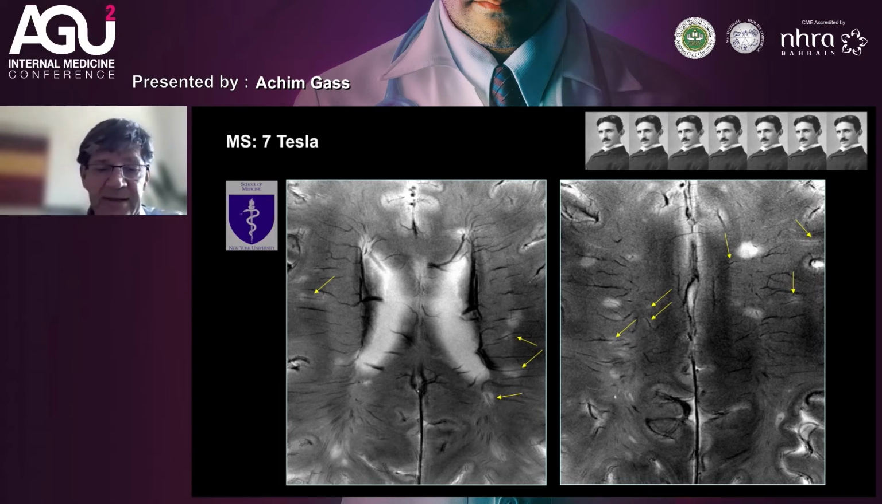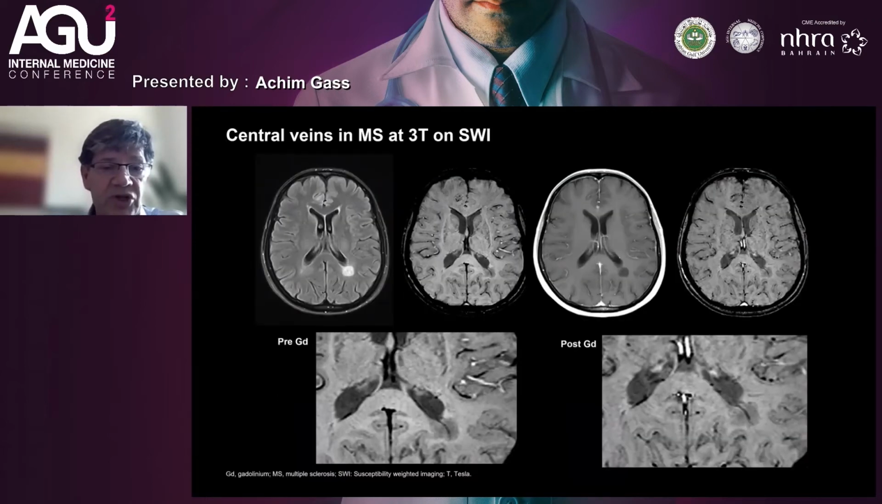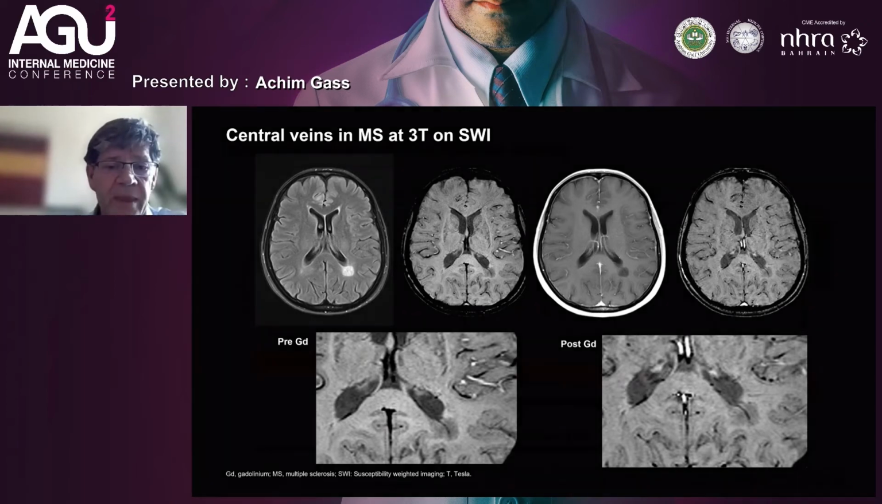For this purpose, susceptibility-weighted imaging is useful, and you can see such images here. Here we see a non-specific T2 lesion that shows no contrast enhancement, but a thick vein is running through the center of this lesion. So this makes it very likely that this is an inflammatory lesion of MS, and this kind of information you can get with this extra bit.